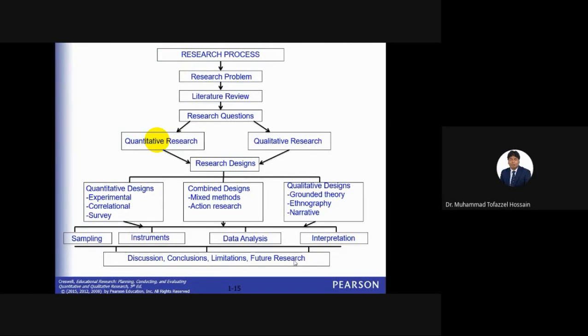Got the idea? So have you got the research process? Yes, sir. Sir, I have a question. So what are the limitations?